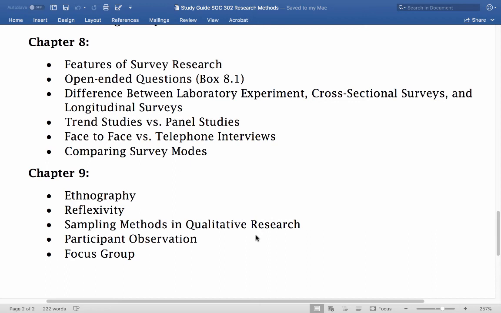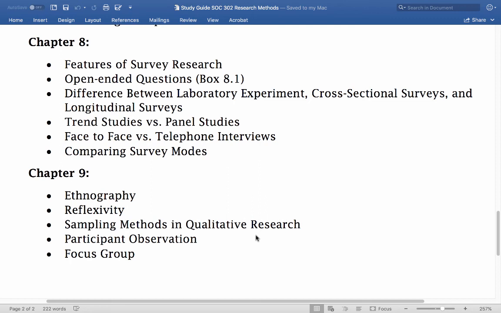Let's see. And then face-to-face actually produces a lot less error, especially in terms of coverage and non-response, because people are going to answer the question because you're looking them in the face. That's pretty much how that works. Comparing survey modes.